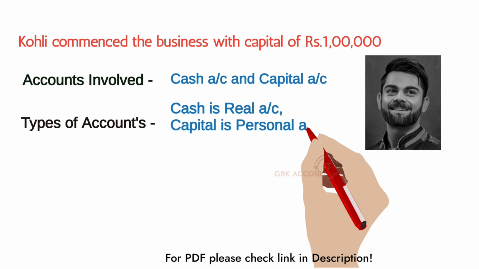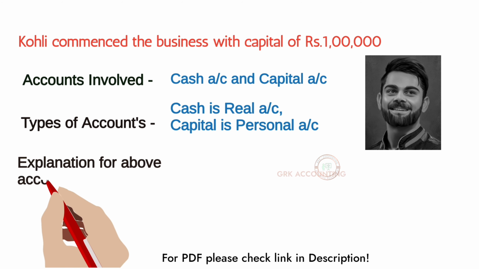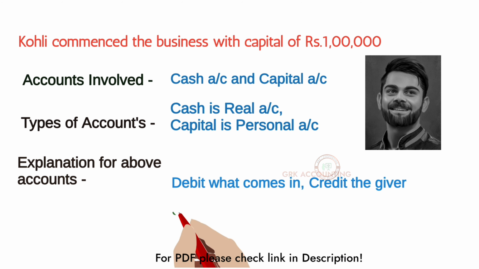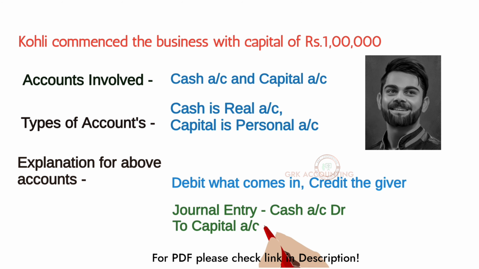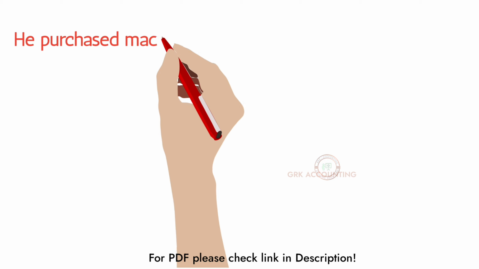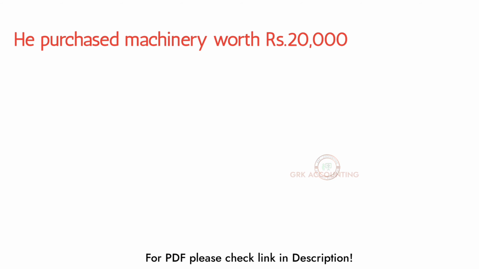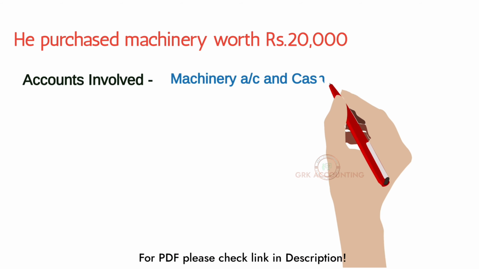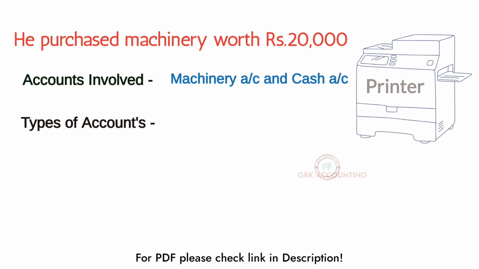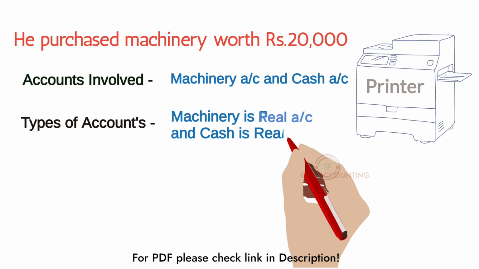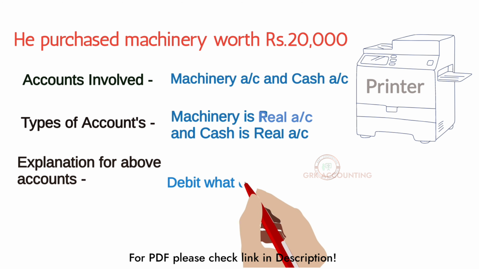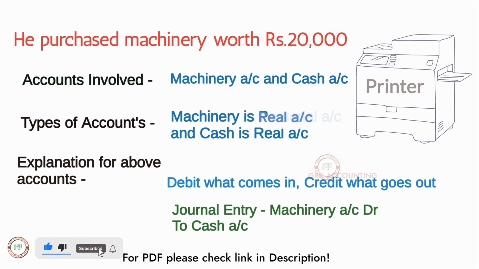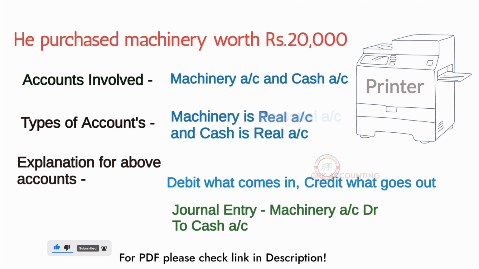Now the explanation of the golden rules of accounting. For real account, what is the debit? Debit what comes in. And for personal account, credit the giver. Journal entry will be cash account debit to capital account. Now the second one: he purchased machinery worth rupees 20,000. So what is coming in? Machinery is coming in. And what is going out? Cash is going out. Here both accounts, machinery and cash, are real accounts in nature. If you see the golden rules, debit what comes in, credit what goes out. So our journal entry will be machinery account debit, as it is coming in. What is going out? Cash account. Machinery account debit to cash account.